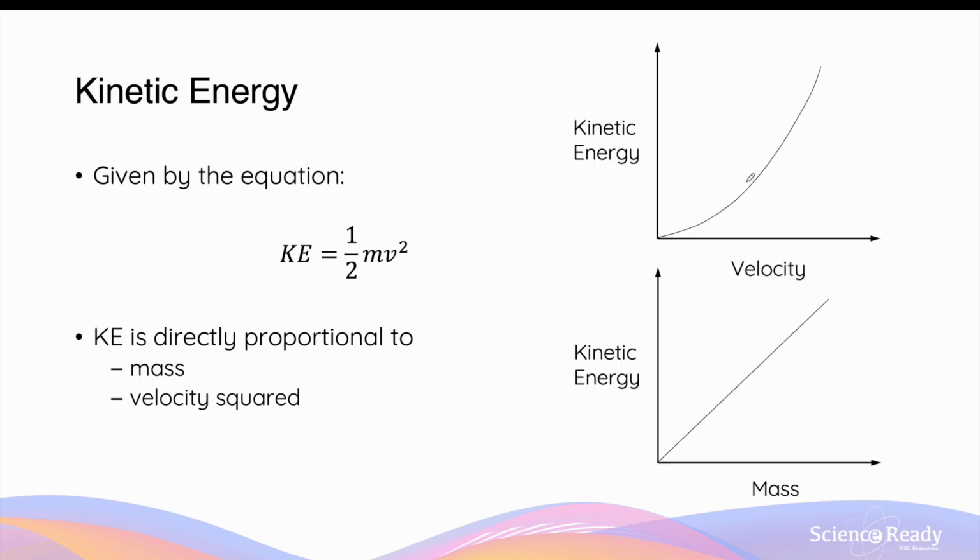Graphically, this is represented by two different types of graphs. The relationship between kinetic energy and velocity is a parabolic graph because kinetic energy is directly proportional to the square of velocity. On the other hand, the relationship between kinetic energy and mass is represented by a straight line because kinetic energy is directly proportional to just mass. This is important to recognize because this tells us that the velocity of the object has a greater effect on its kinetic energy compared to its mass.